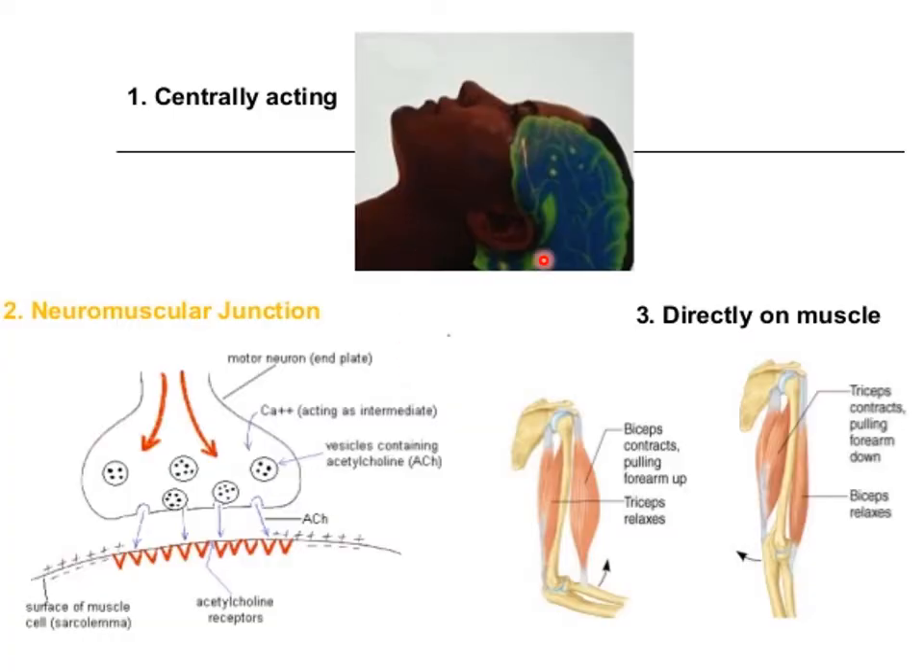Here is the diagrammatic picture. You can have centrally acting skeletal muscle relaxants that act on your brain. You can have skeletal muscle relaxants that act on the neuromuscular junction, and you can have skeletal muscle relaxants that act directly on muscles.